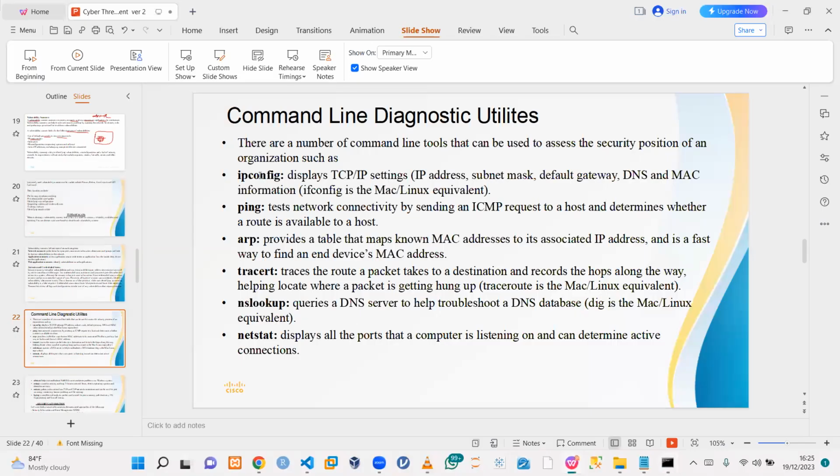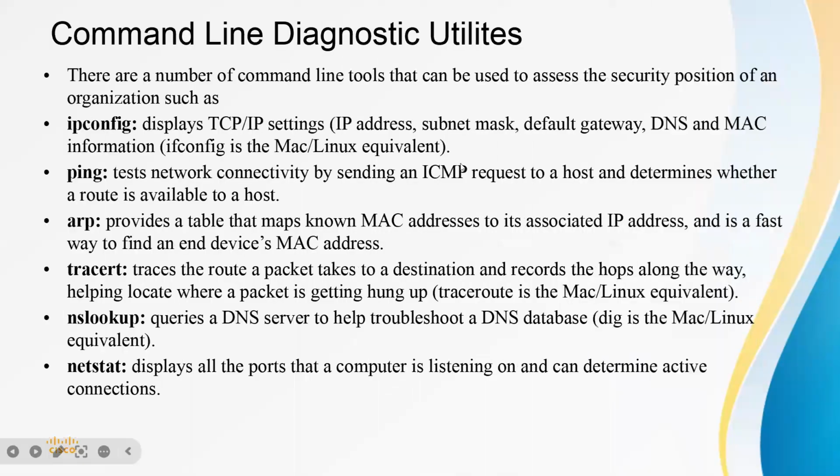Okay, so you have some of them: ipconfig, ping, ARP, tracert, nslookup, netstat, right? I didn't do the tracert again. So tracert will just tell you how many hops you have between your system and the server. So these are basic command line diagnostic tools.